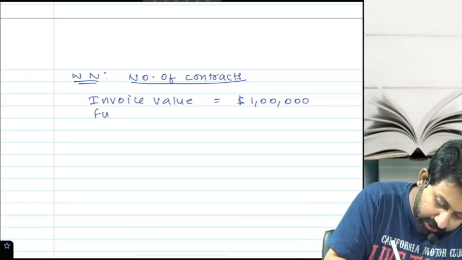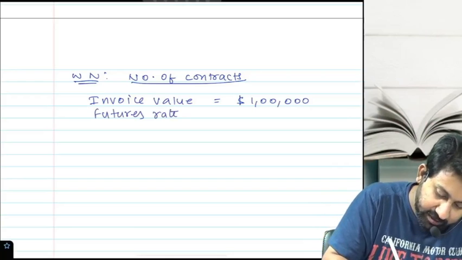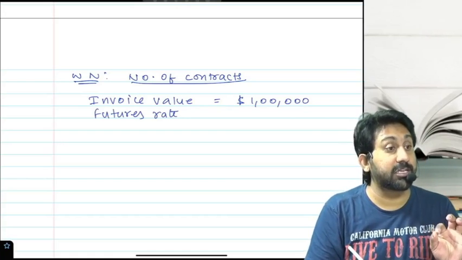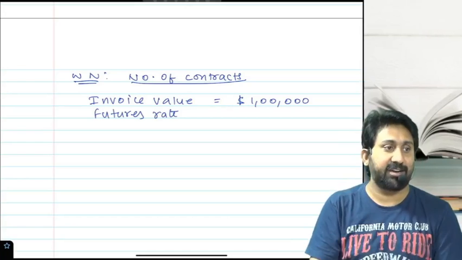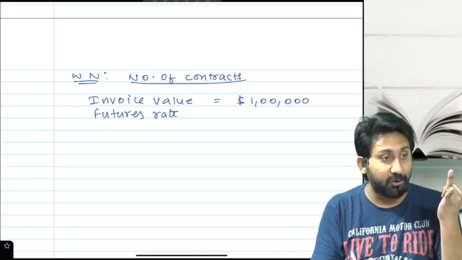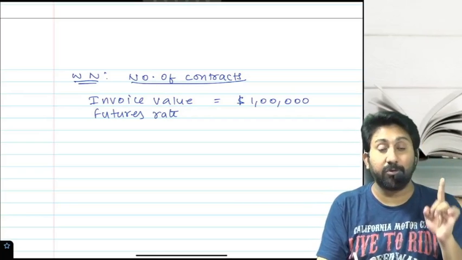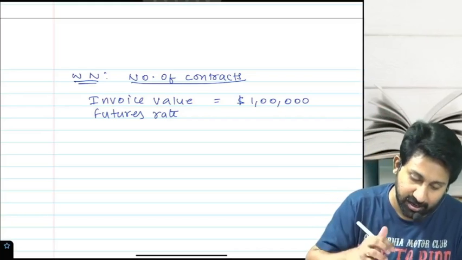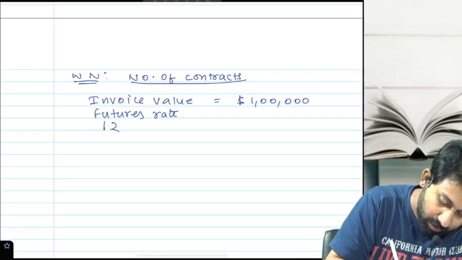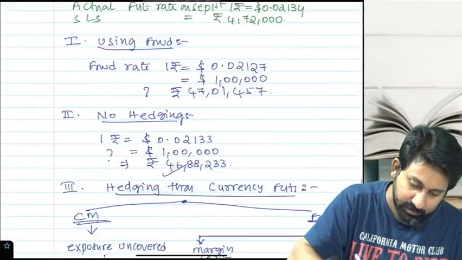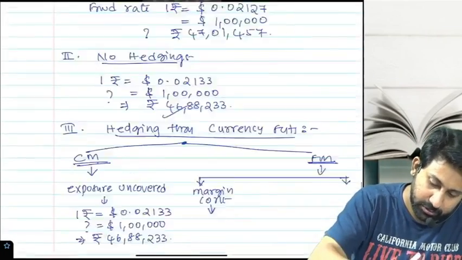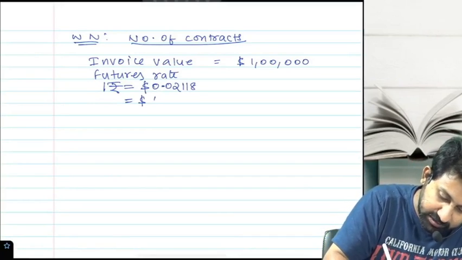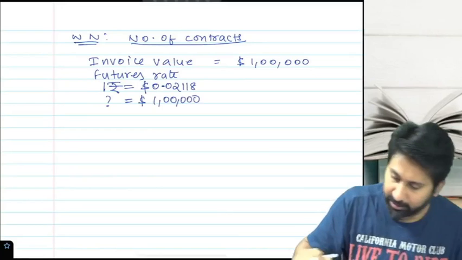Okay. What is the futures rate? Very important point. Are dollar futures or rupee futures traded? Because the standardized lot size is given in rupees, and quotations are also given as per unit currency in rupees, these are not dollar futures. These are all rupee futures. So futures rate: 1 rupee equals how many dollars? 0.0218. Okay, I have how many dollars? 1 lakh dollars.